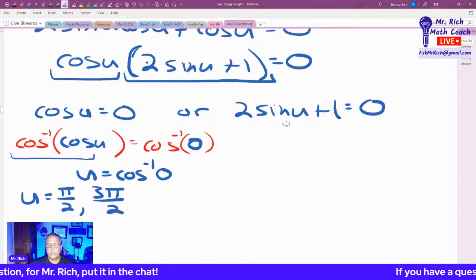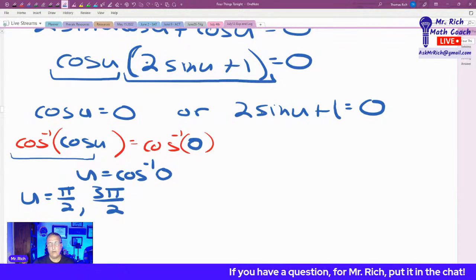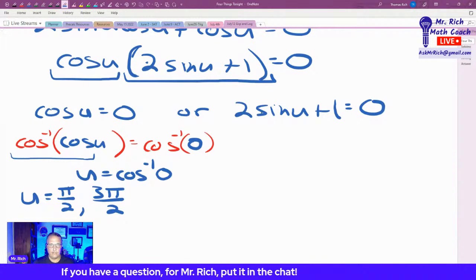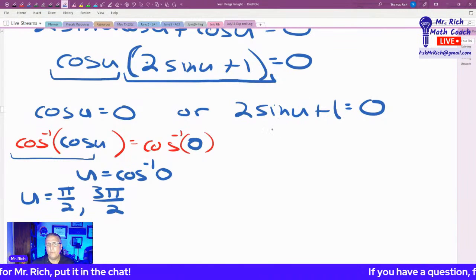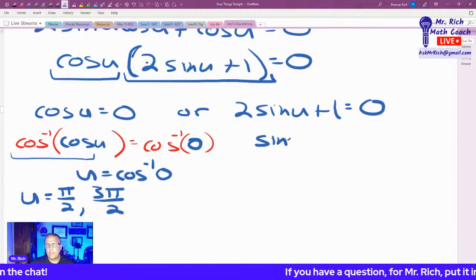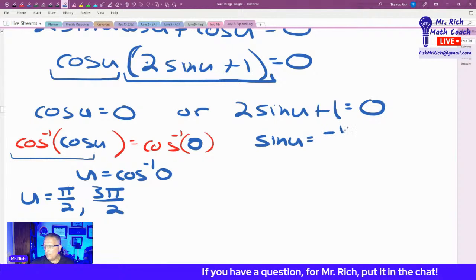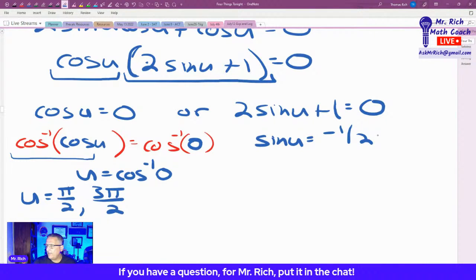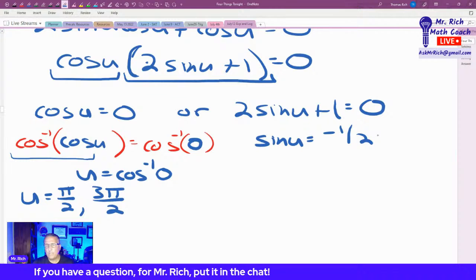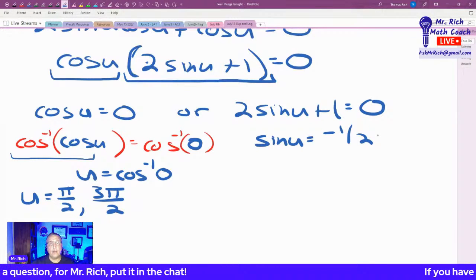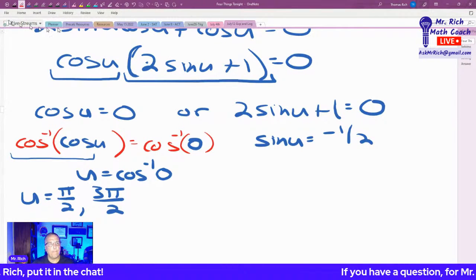Over here, similarly, I'm going to be solving this for sine u. Now, before I take the arc sine on both sides, I do need to isolate the sine and get it by itself. So I'm going to subtract 1 and divide by 2. So I have sine u is equal to a negative 1/2. And I'm going to then take the arc sine on both sides.